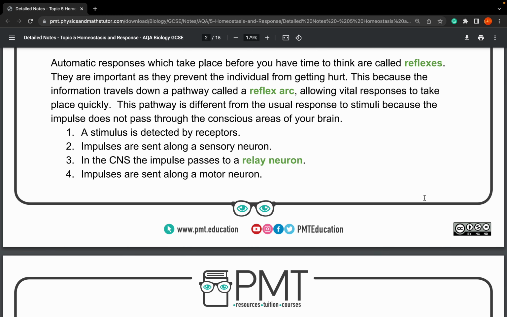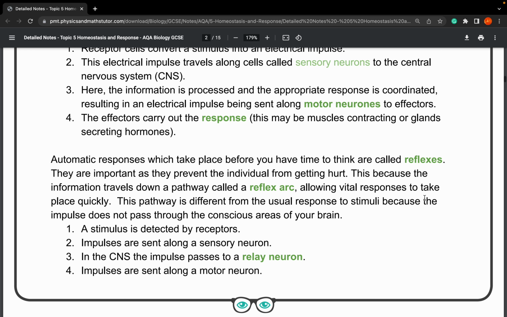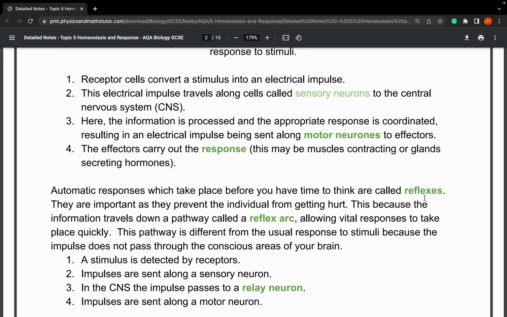Automatic responses which take place before you have time to think are called reflexes. Reflex means without even thinking. Say for example, if there is a tiger, before even thinking you will start moving, and then maybe when you are running you will think, okay, I am running because there is a tiger. That is a reflexive measure. If your pen or book is slipping from your hand, reflexly you will try to catch it before it falls onto the floor. So it's a reflex. It is automatic. You have no control over it.